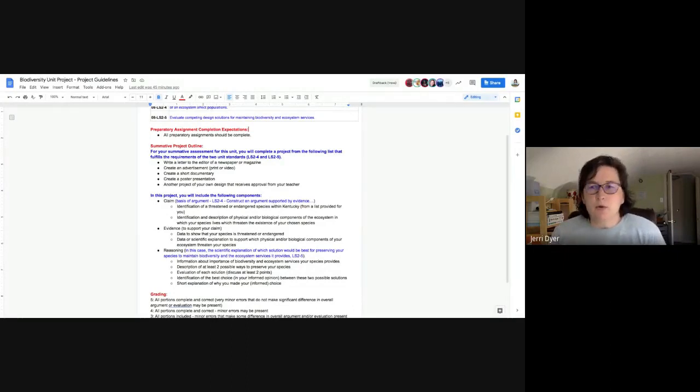Okay. Then we're going to work within the reasoning part. And really for the reasoning part, this is where we bring in the second part of your standards. So we're going to look at the LS2-5 at this point. And as we do that, you're going to put some information in. So you're going to talk about the importance of biodiversity. So you're going to show that you understand that and you'll be convincing your audience of that. And you're also going to talk about the ecosystem services that your species provides. You're going to make sure that you understand what those are and what your species does.